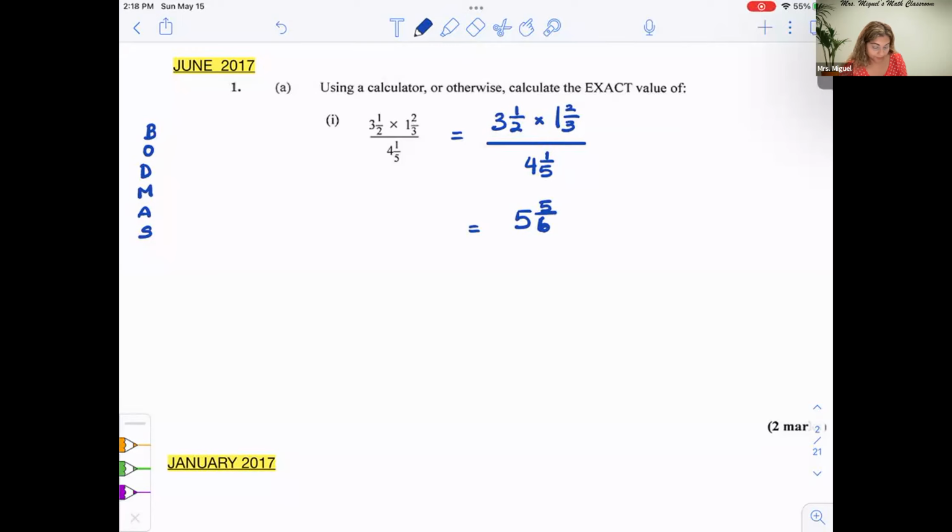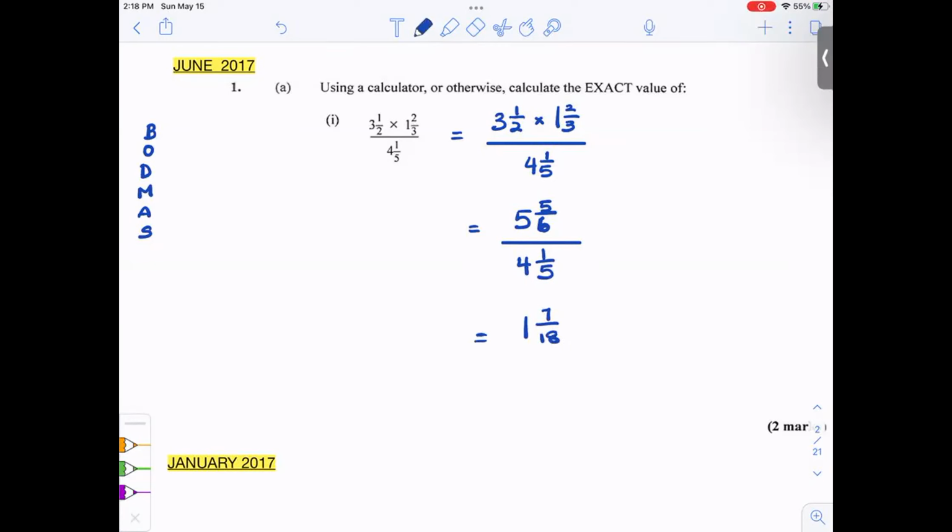Three and a half multiplied by 1 2/3 is 5 and 5/6. Then we have to divide this by 4 1/5. The answer is 1 7/18. Did you all get it? Yeah, miss. So here, CXC would have awarded you 1 mark.